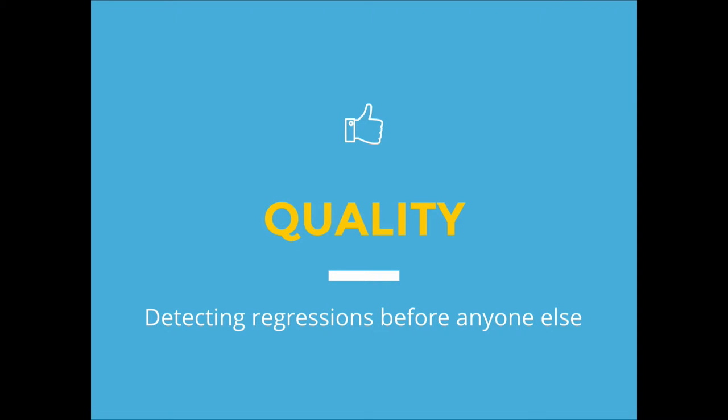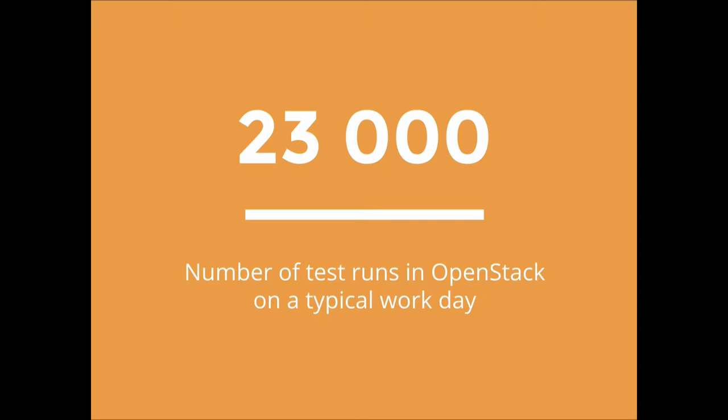So another way OpenStack contributes to Python is quality. And by quality, I don't mean the quality of OpenStack software. I mean quality assurance that you can get for Python libraries out of OpenStack using them. So this is a number, and I don't expect you to guess what that means. It's actually the number of test jobs that OpenStack runs on a given typical workday. That means we run a test every 4 or 5 seconds. And those tests actually take around 1 hour to run. And they deploy OpenStack software, they run functional tests, et cetera.